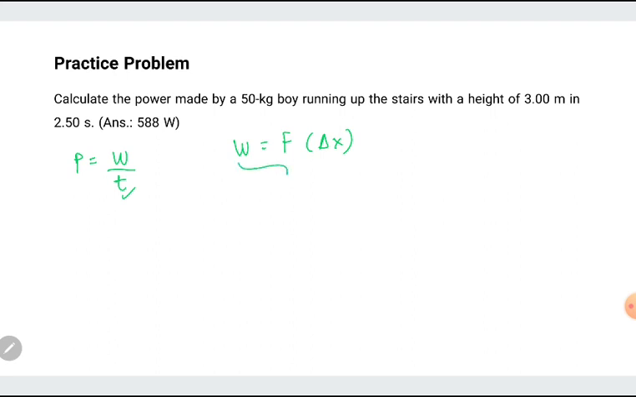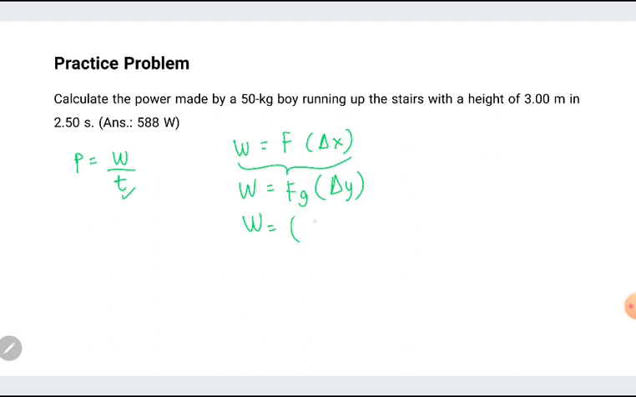Actually, we can do some modification here. Work is how much work the boy should apply on himself to lift himself up the stairs. It should be equal to or greater than his weight, or the gravitational force. So let's just say the minimum, which is equal to the gravitational force. We can also change the notation here for displacement, since you are moving upwards, along the y-axis. So instead of change in x, we use change in y.